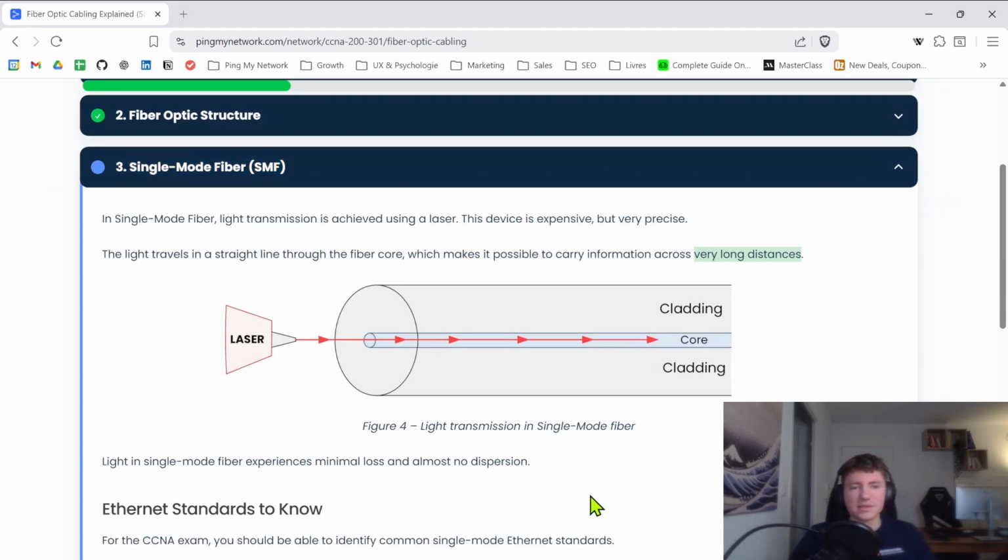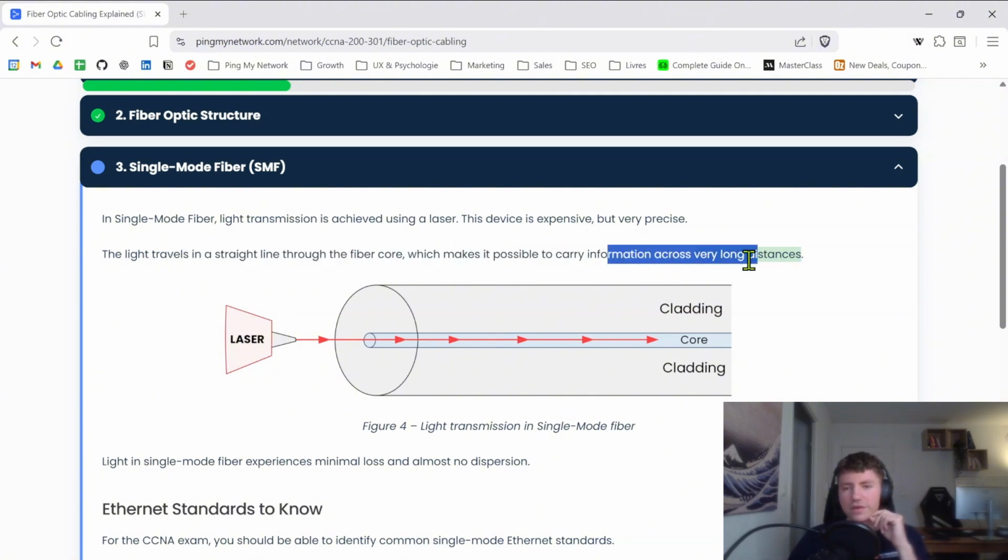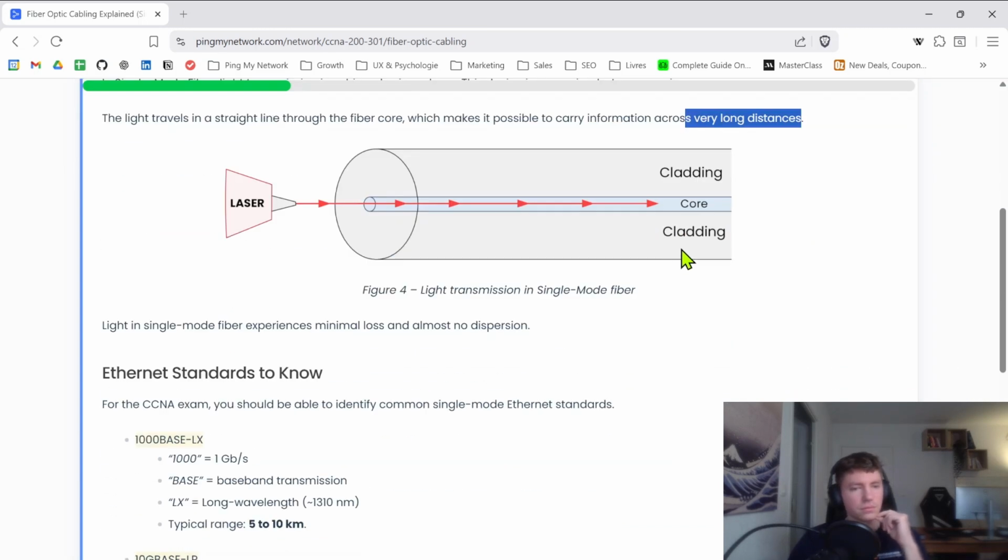Single mode fiber. In single mode fiber, light transmission is achieved using a laser. The device is expensive but very precise. The light travels in a straight line through the fiber core. Okay, so laser, single mode fiber, very precise but very expensive. That makes it possible to carry information across very long distances. Light in a single mode fiber experiences minimal loss and almost no dispersion.